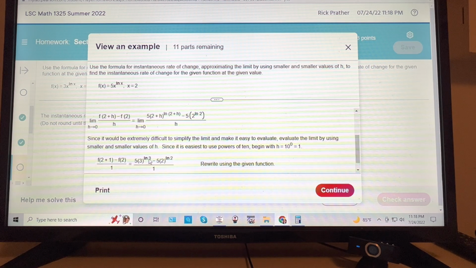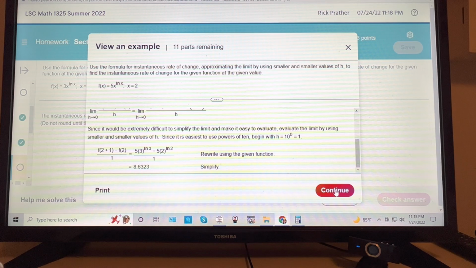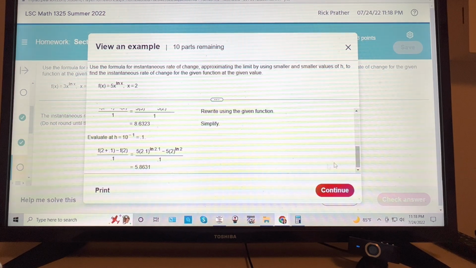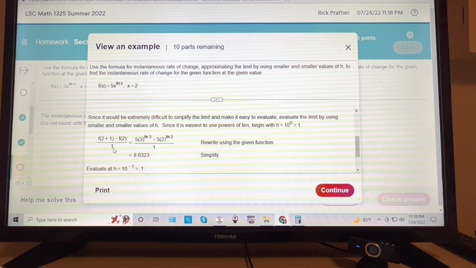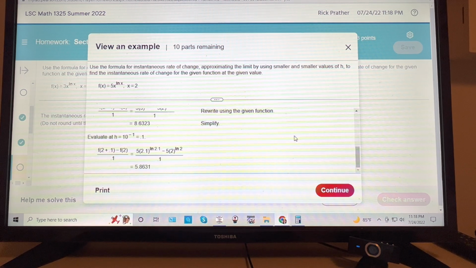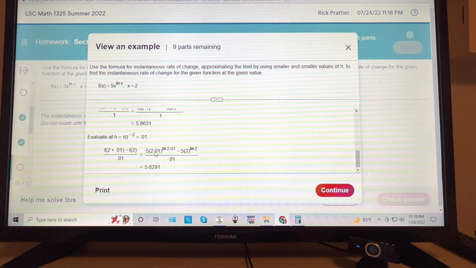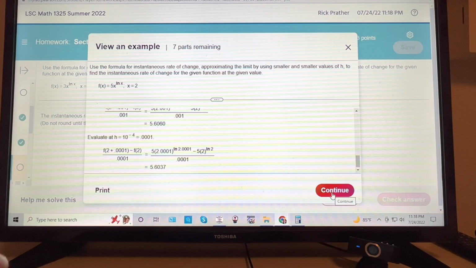So you've got logs inside of exponents. So then all they do here, and this takes a long time actually, is they start plugging in. First they plug in 1 for the h. They let h equal 10 to the 0 power, 1. Then they do 10 to the negative 1, which is just 0.1. Then 10 to the negative 2 is 0.01, and they're just plugging it in and letting a calculator tell them the answer. Then 0.001. This is kind of how we were doing limits by the table method last time.